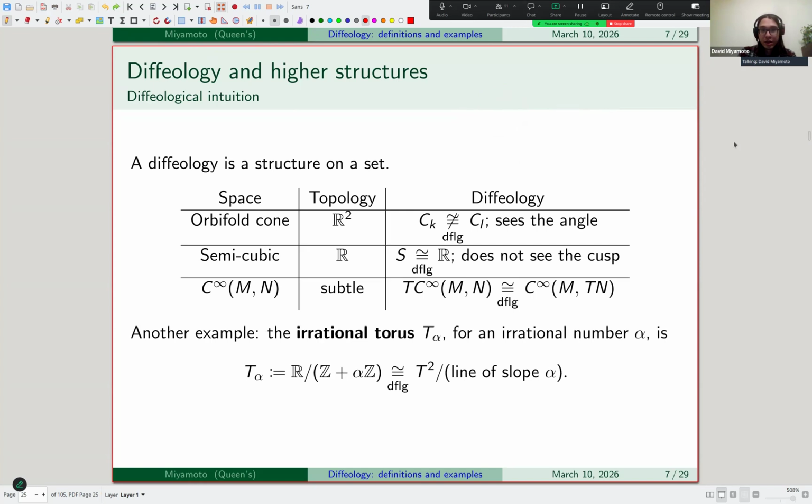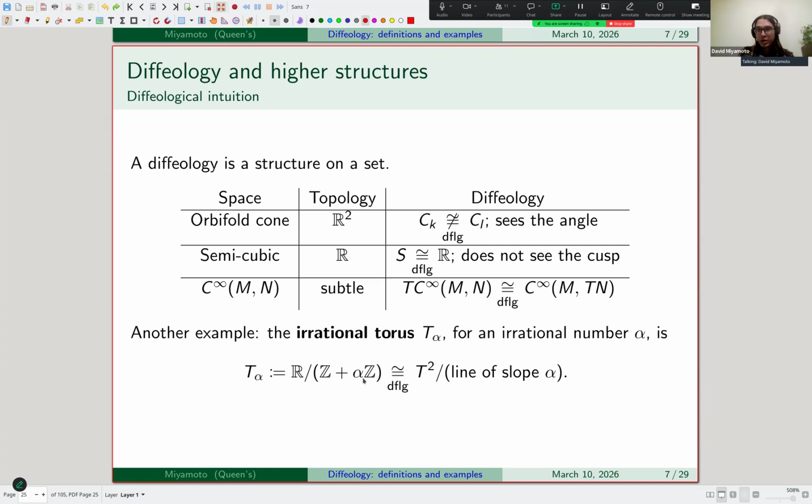And another example, which I think is one of the more famous ones for diffeology, and really one of the springboards that kept people interested in diffeology, is the irrational torus. So for an irrational number alpha, I can act on the real line by the subgroup Z plus alpha Z.